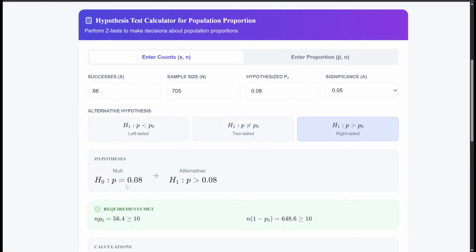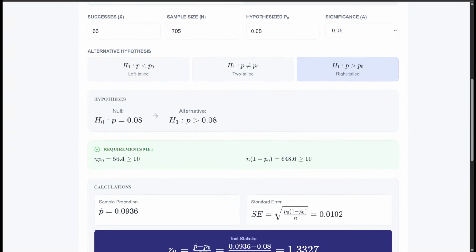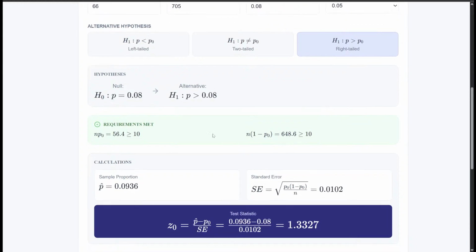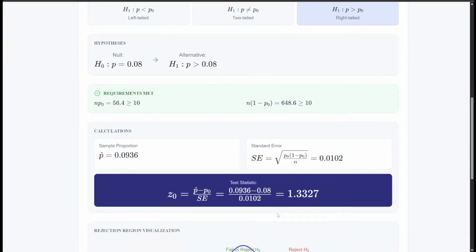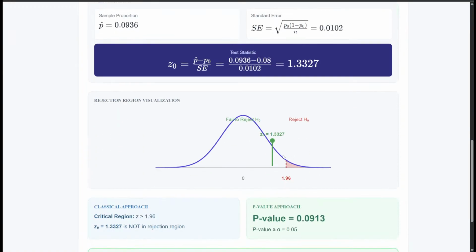So my null was equals 0.08. My alternate was greater than 0.08. It meets the criteria. They're above 10. My sample proportion was 0.0936. So my test statistic, or my z-score, was 1.3327. So that's right there.